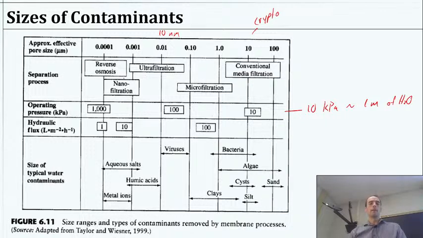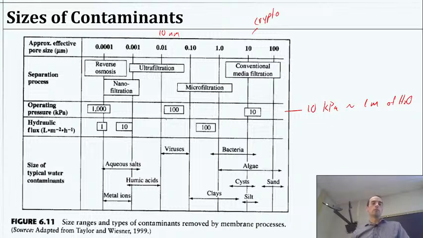So that means you could do some ultrafiltration with 10 meters of water. So if you can elevate a drinking water source about 10 meters, 30 feet or so, you can actually have pretty good ultrafiltration just by gravity alone.